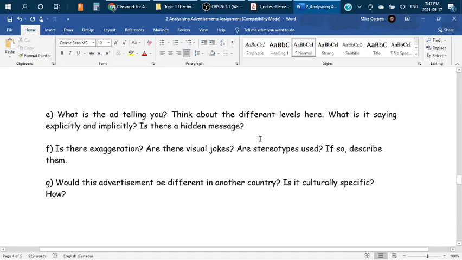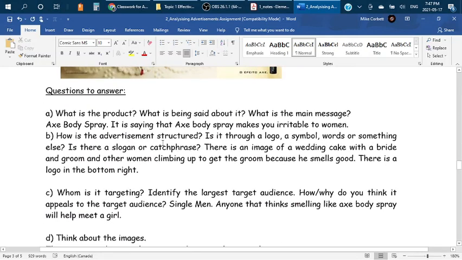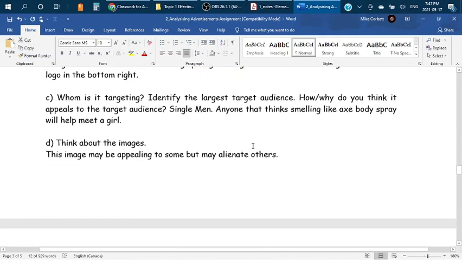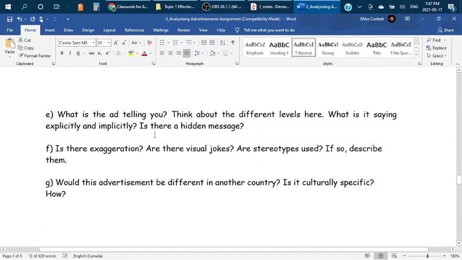Next, what is the ad telling you? But again, it's telling you exactly what we said right up here in question A. It is saying that Axe body spray makes you irresistible to women. That's exactly what the ad is saying. Is there a hidden message? Well, here it's quite explicitly saying, look, this will have women come in for you.